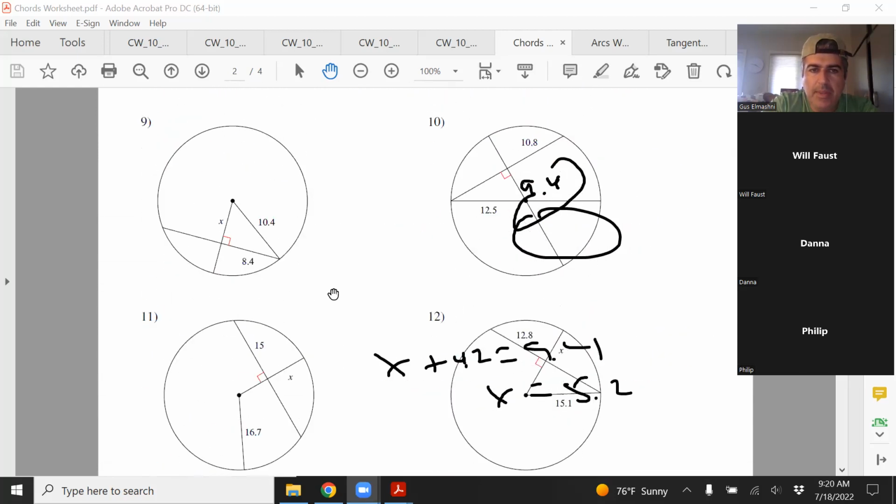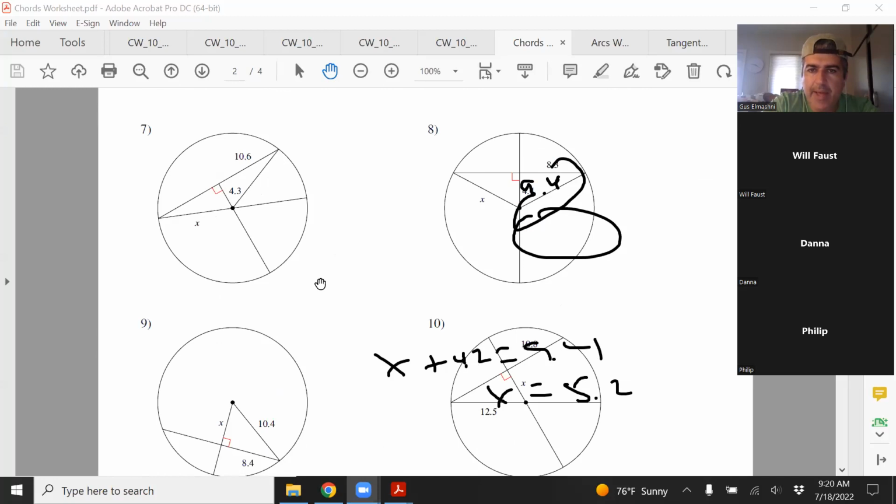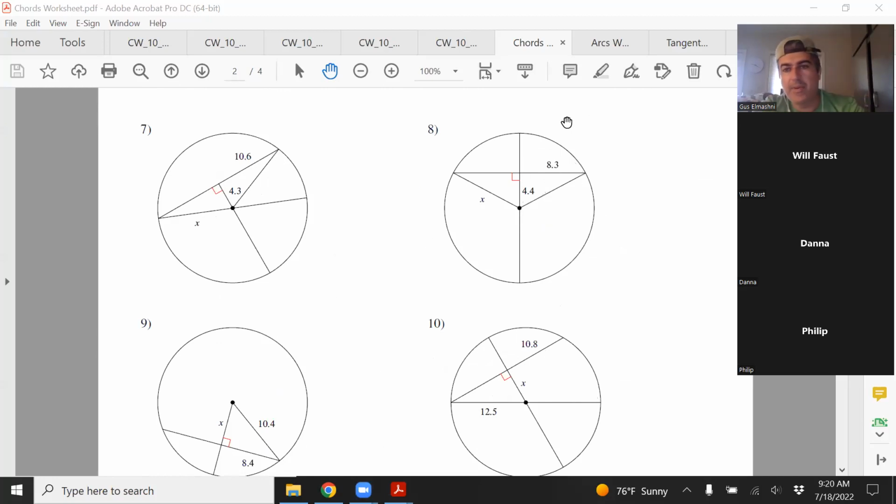So a lot of these problems are going to work in that way. I'm just going to briefly talk about how to approach the other ones because we can't go over every single problem. But here you have 4.4 and 8.3. You can call this C. Do Pythagorean theorem, and that will be the same as this one over here. And I believe we're going to do something very similar for number 7.